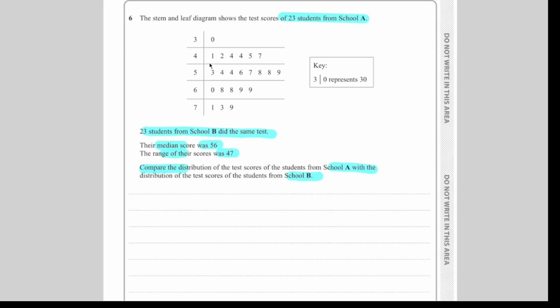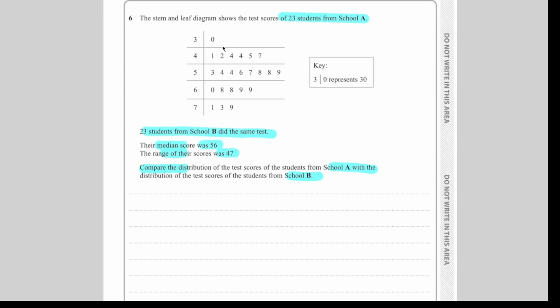First of all, you should know how to read this stem and leaf diagram. To read it, you've been given a key. You should know how to interpret this key to read the diagram. How do we use this key? The key says that when we have 3, the vertical line, 0, it means 30.